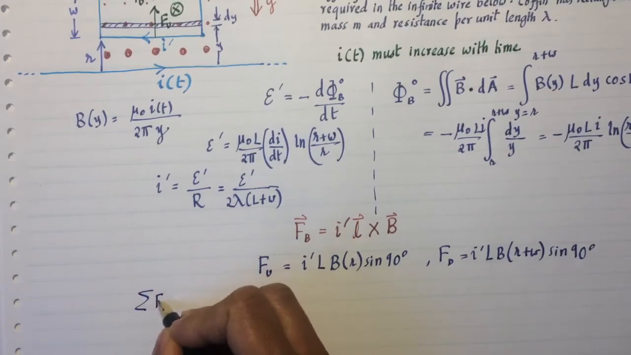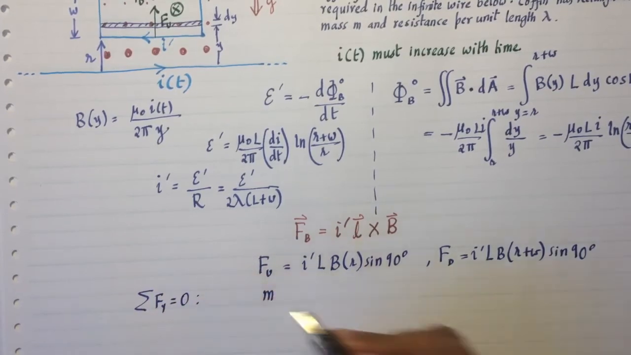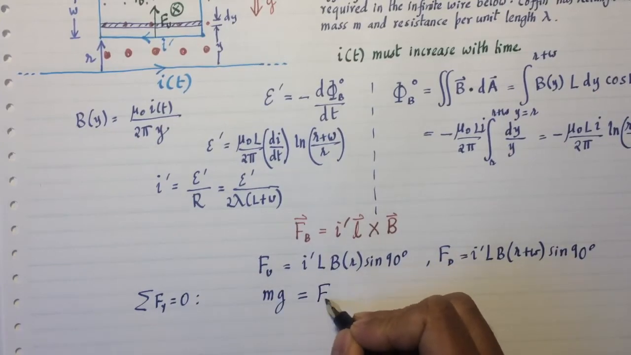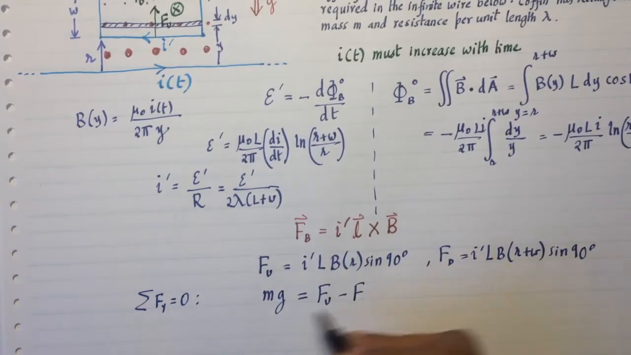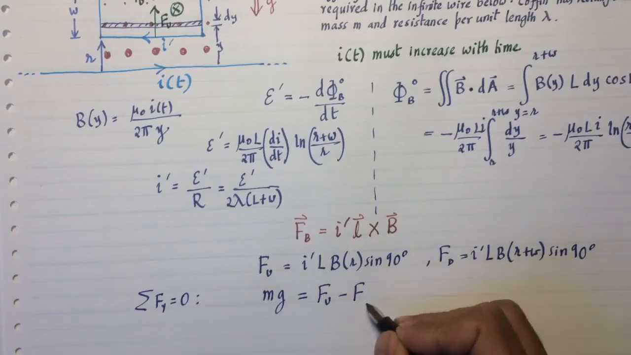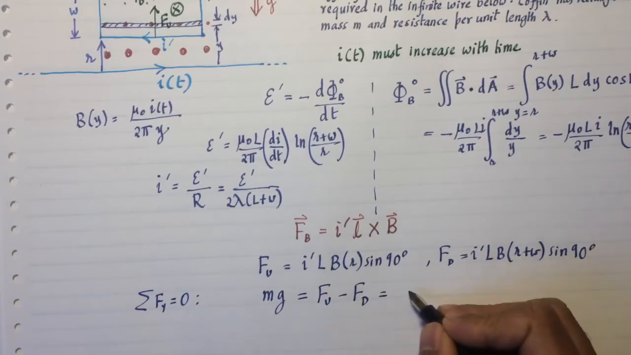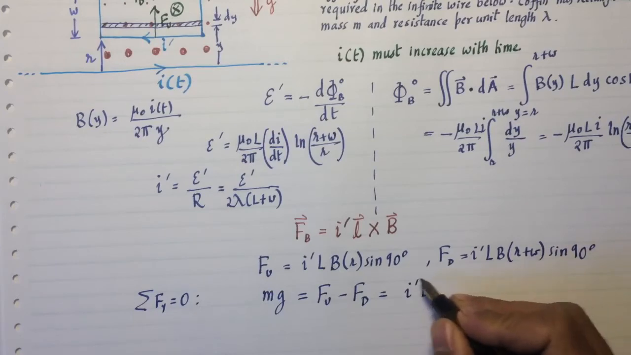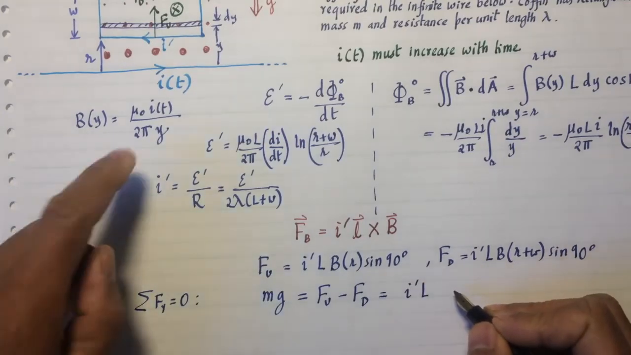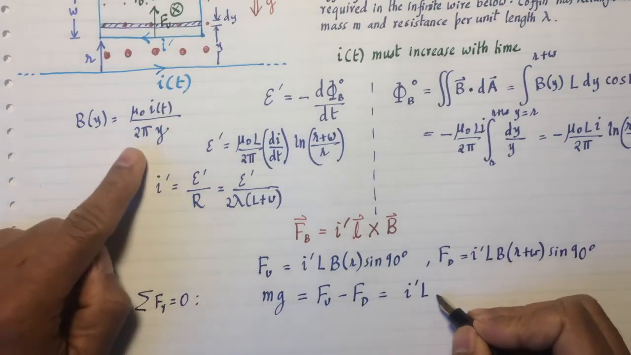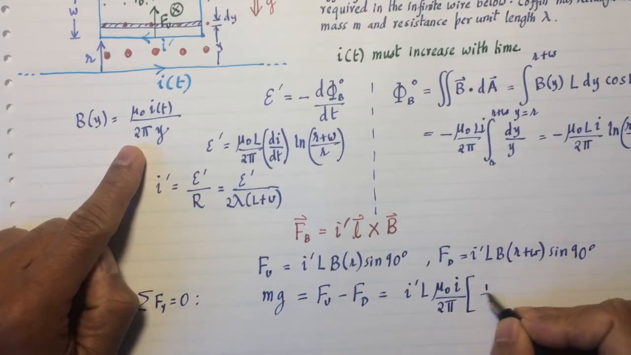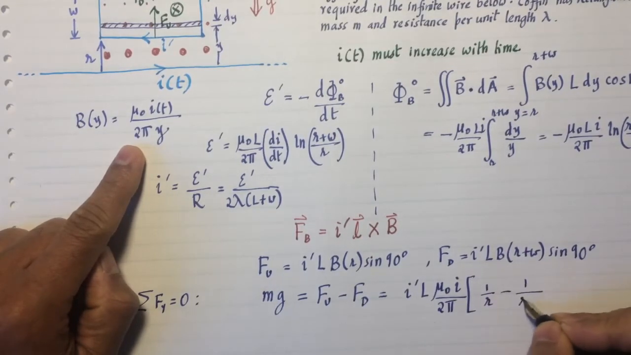Sum of all the forces in the y direction equals 0. That tells me that mg must be equal to F sub u minus F sub d. Net force down equals net force up is what I'm really doing here. So that's I prime L times B of R minus B of R plus W. B of R is that function there. So that's mu naught times I divided by 2 pi, times 1 over R minus 1 over R plus W.